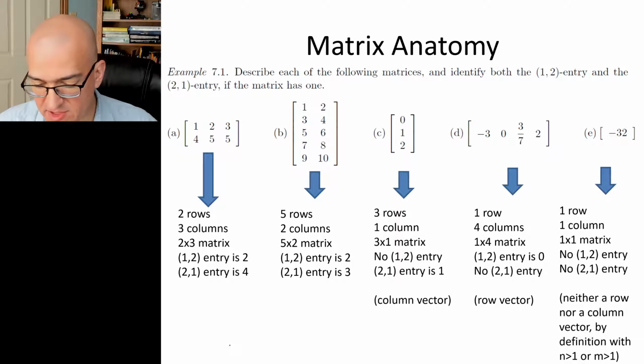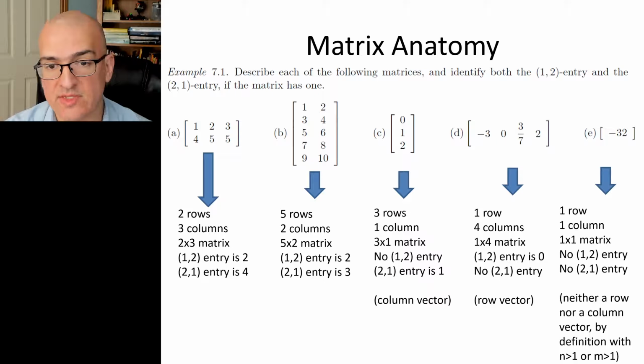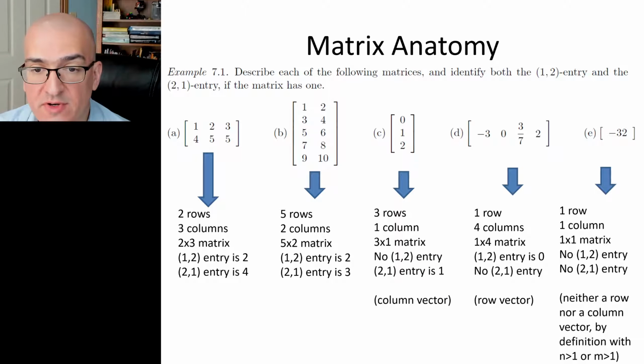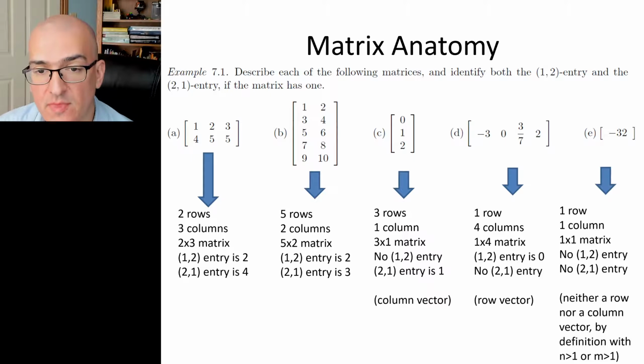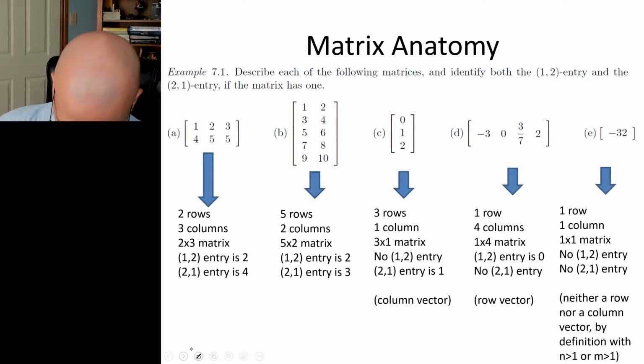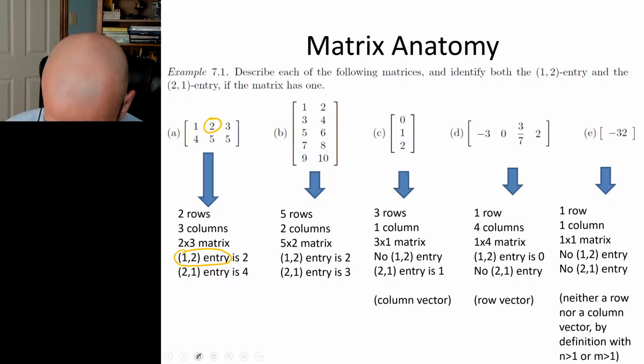This slide just goes over some sample matrices describing their size and describing what some of the entries in each of the matrices would be. So the first matrix A has 2 rows and 3 columns, so we would call it a 2 by 3 matrix. If we were asked for the 1-2 entry, that would be first row, second column. So 1-2 entry is 2, and the 2-1 entry is 4. So second row, first column.